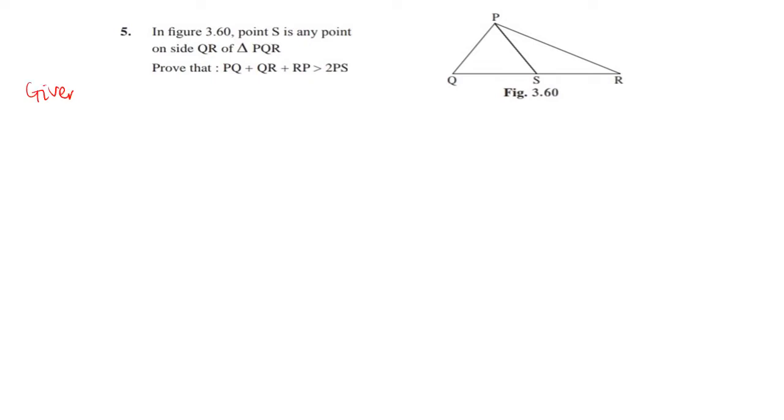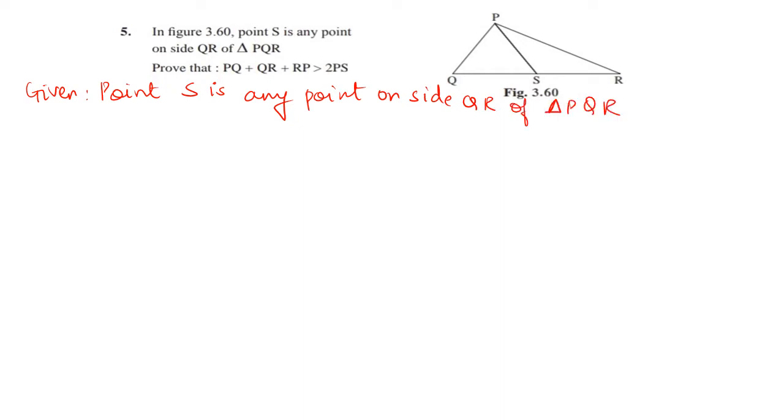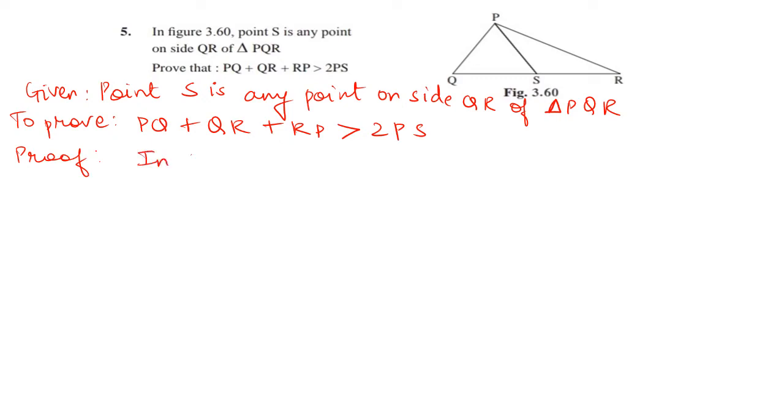given that point S is any point on side QR of triangle PQR, you need to prove that PQ plus QR plus RP is greater than twice of PS. So proof, first we will take triangle PQS. This is the triangle PQS. In PQS, first PQ plus QS is greater than PS.